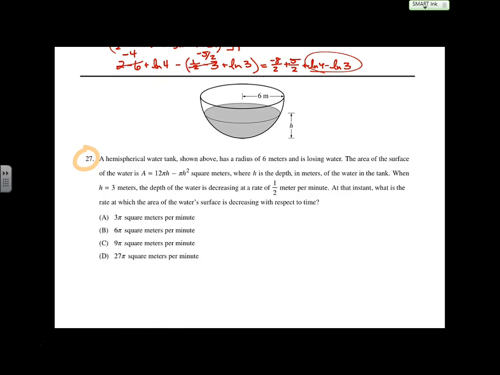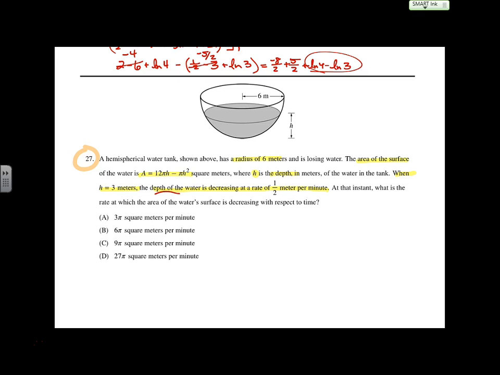Number 27. Classic related rates. And some of you were like, I hated the words and I got lost. But you have to think they've given you everything you need. So when they say the area of the surface is, they give you an equation. They give you that h is depth, in meters and square meters. You have this radius of 6. It says when the height is 3 meters, the depth is decreasing at a rate of, guys, you've got to get these words in the math.